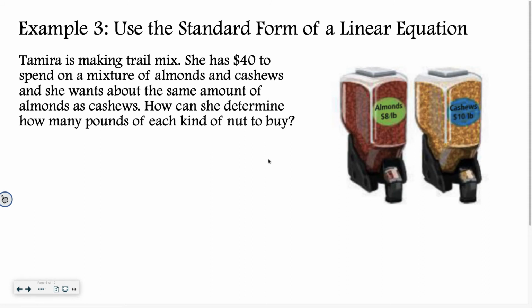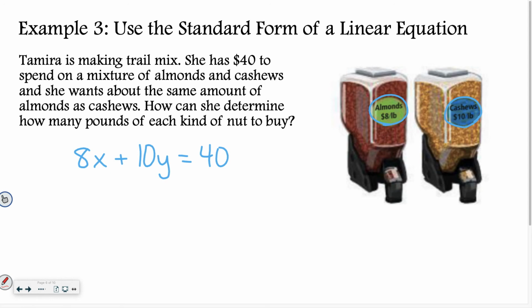So the first thing we're going to do is we're going to set up that equation. We know that almonds are $8 a pound. So I'm going to say 8x plus, and then my cashews, if I look, are $10 a pound. So I'm going to say 10y equals my total amount of money. So that is my equation.